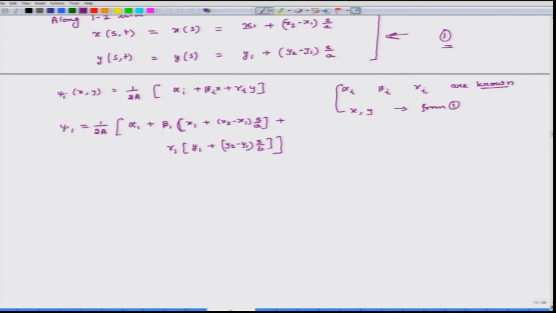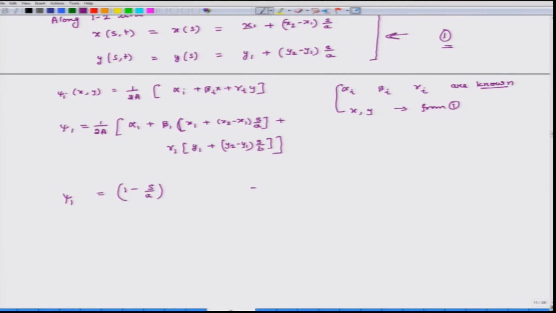And if I substitute the values of alpha 1, beta 1, gamma 1, and simplify it, essentially what this boils down to is 1 minus S by A. So, psi 1 becomes 1 minus S by A. What does this mean? This psi 1 is valid for what? Where is it valid? This psi function is valid for line 1 2.